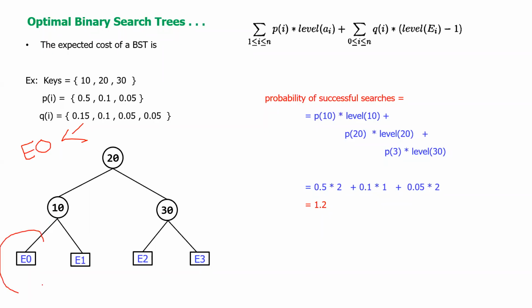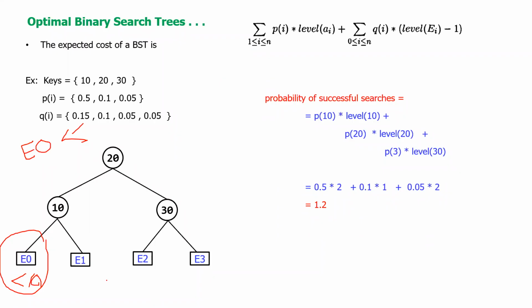Here is the E naught in the tree. E naught is a set of keys. It's an equivalence class representing a set of keys, not a single key. What are those set of keys? Any key which is less than 10 belongs to E naught. Whenever the user is searching for some value which is less than 10, the search stops at E naught. And whenever the search stops at E naught, which is a leaf node, that means the search is unsuccessful.